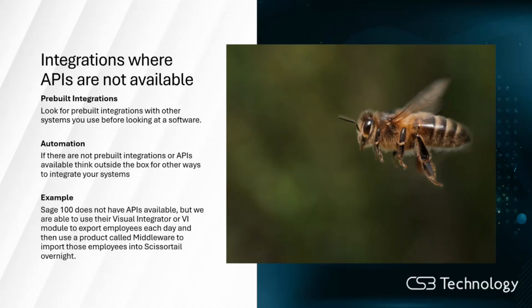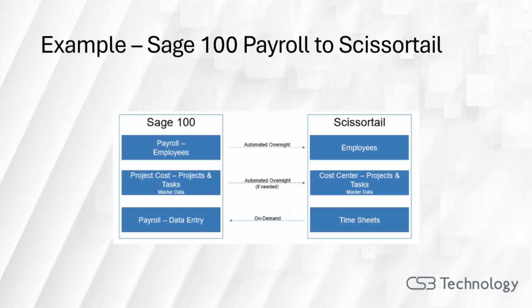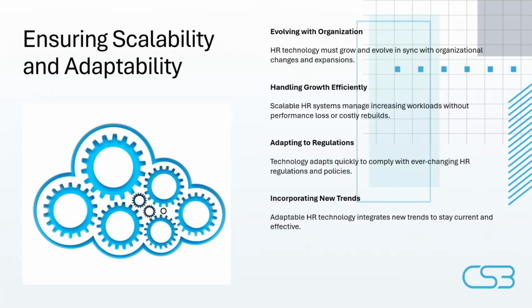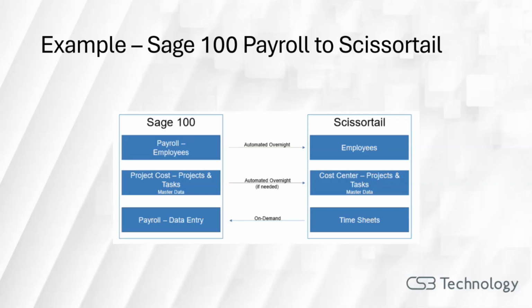So just an example. And here's the example of that, transferring, go back one, Robyn. Transferring key payroll functions from Sage 100. Go back one more, there you go.